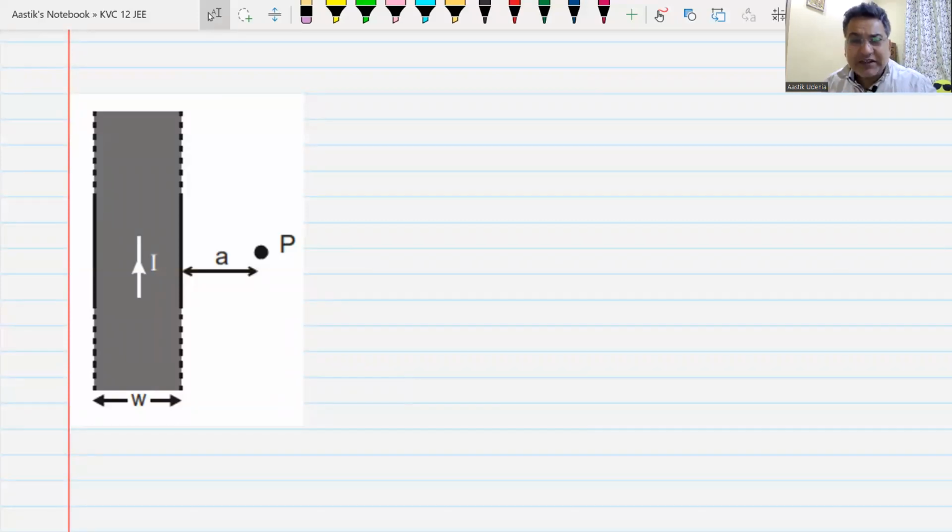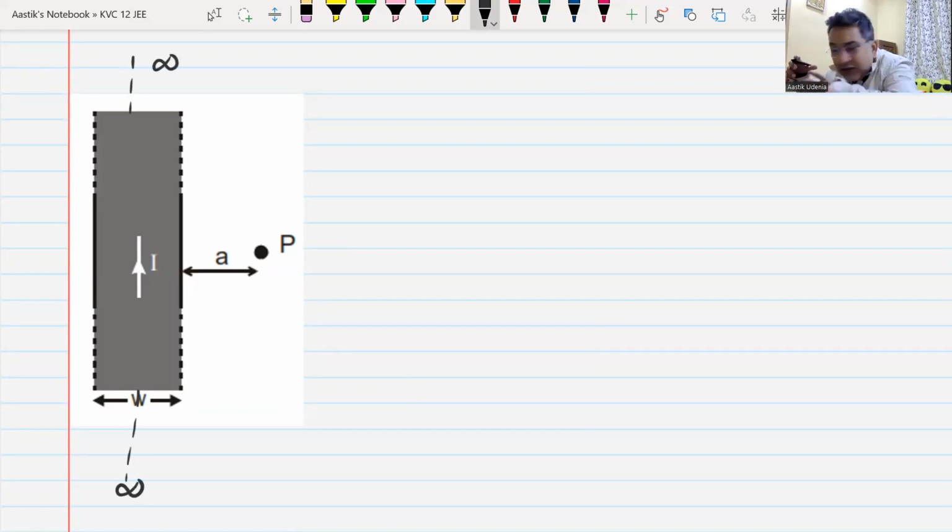This is an infinite sheet, but infinite only in one dimension. Do we understand the meaning of in this dimension it is infinite? Along the y-axis, it has infinite length, but along the x-axis, it has width w. It does not have any thickness, so don't worry about the z-axis. Along the y-axis, it has infinite length, but along the x-axis, it has a finite length, which is given by w. Do we understand this?